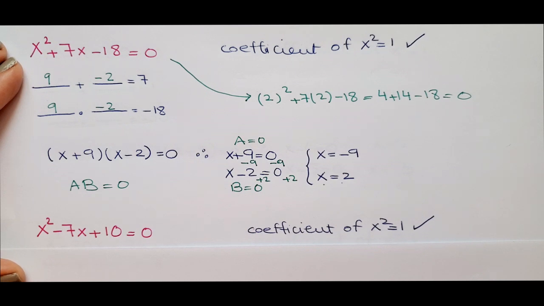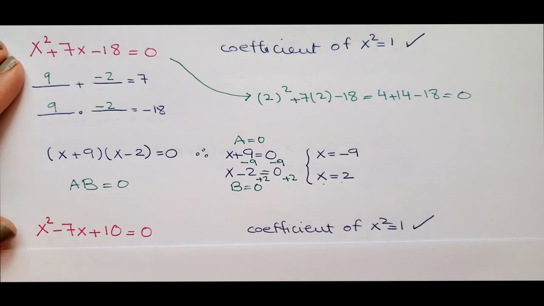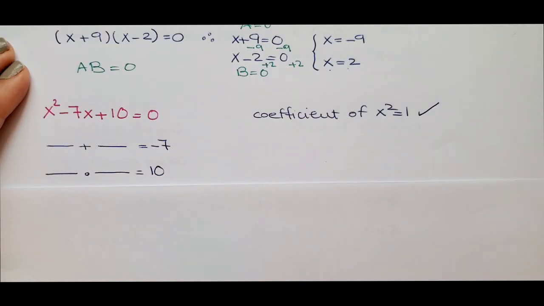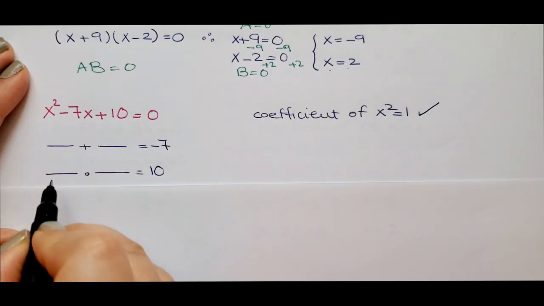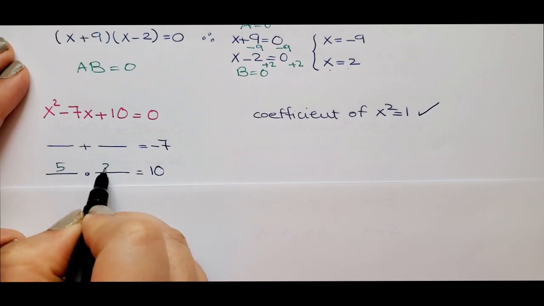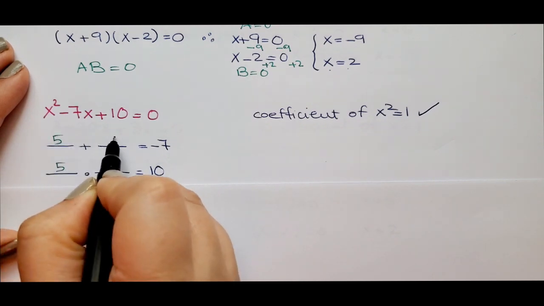First thing you have to check is the coefficient of x squared. It's 1. Perfect. So I can use this method. Here, I'm looking for two numbers which, when I add them together, would be negative 7. If I multiply them, it would be plus 10. So the two numbers would be, I would say, 5 and 2.